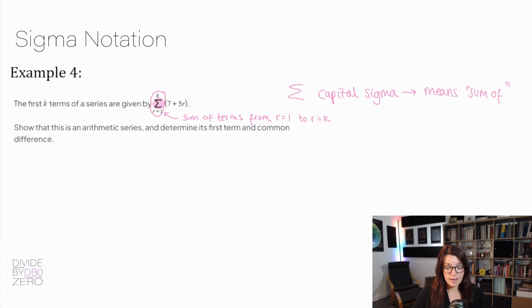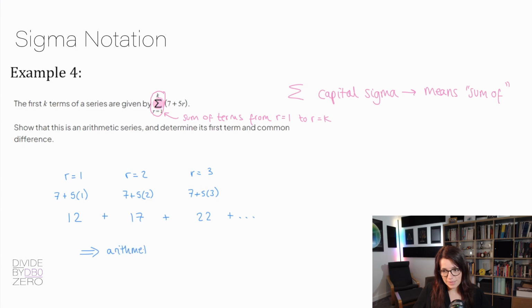Now for me, whenever I have sigma notation, I like to sub in values of r to see what's going on within the series. So if we start with r equals 1, if I sub that in, I get this, which ends up being 12. For the next term, r equals 2, 7 plus 5 times 2 gives 17. R equals 3, 7 plus 5 times 3 is 22. And at this point, hopefully you can see that it is looking like an arithmetic series, and you can say what the first term and common difference are going to be.